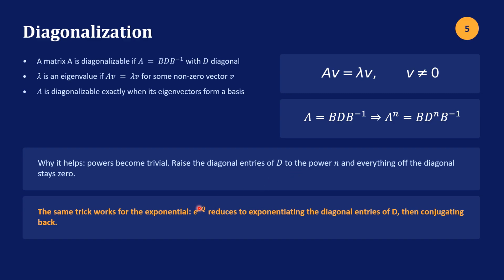So that's the reason for going down this path here. The same trick works for the exponential. E to the TQ reduces to exponentiating the diagonal entries of D, then conjugating back. So we'll see that as we proceed in this lesson here.